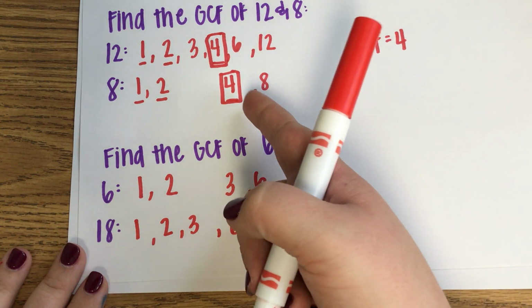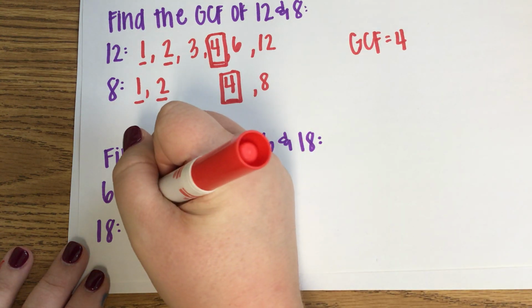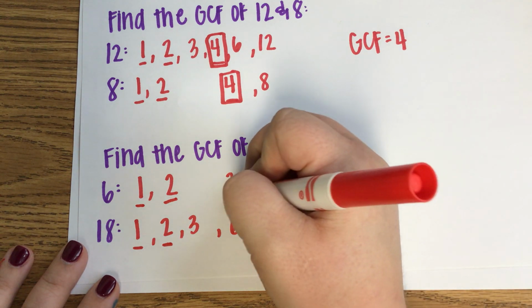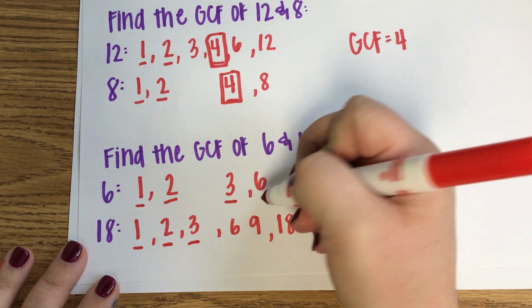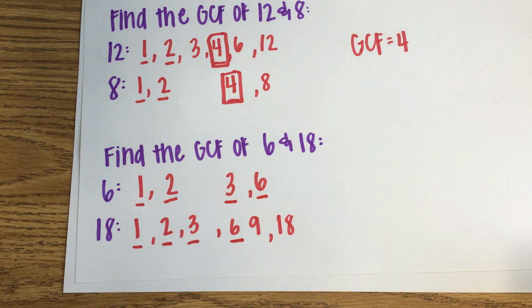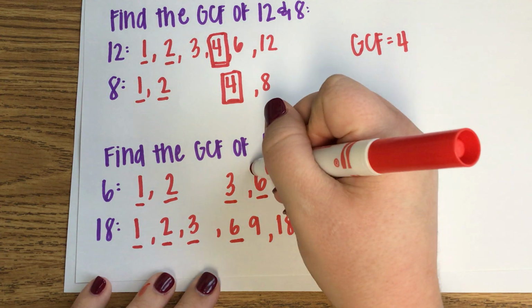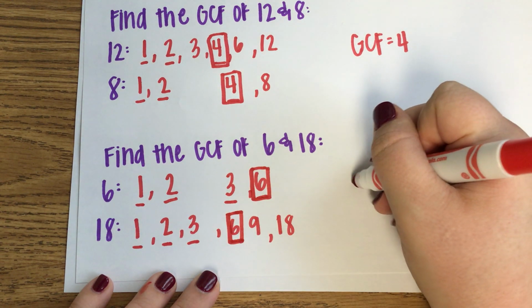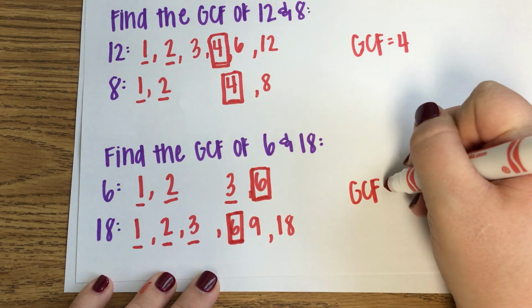Again, just like up here, I'm going to look for the numbers that they have in common. They have 1 in common. They both have 2 in common. They both have 3 in common. They both have 6 in common. And I'm looking for the greatest number they have in common. So when I look at that, 6 is going to be my greatest common factor.